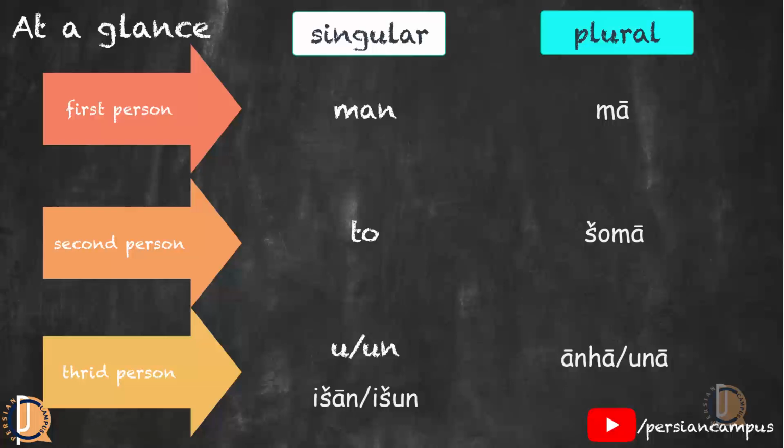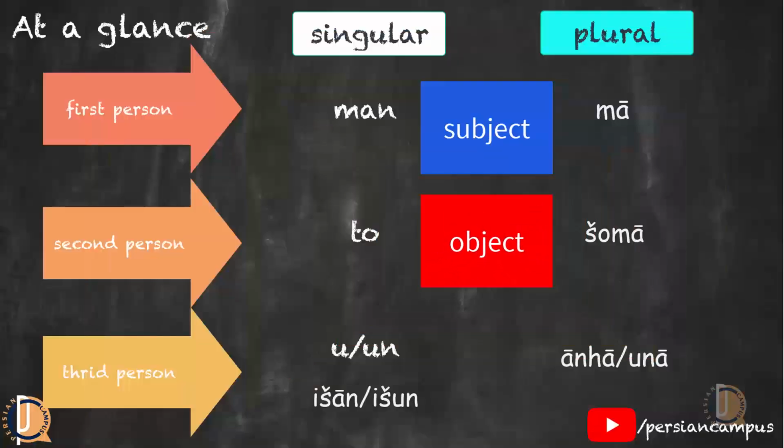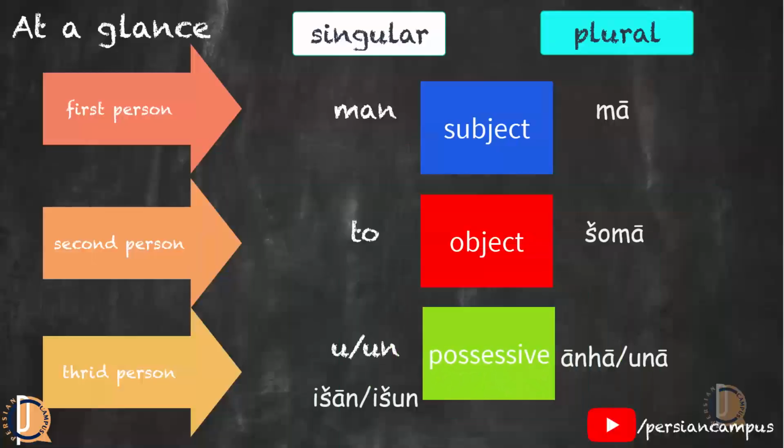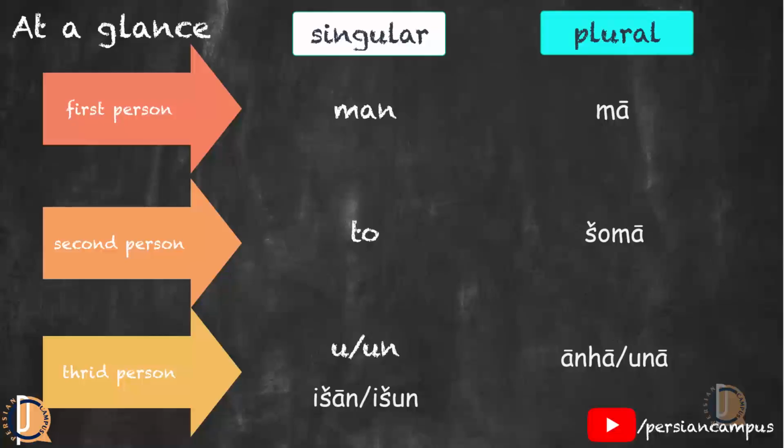A good news about Persian is that there is no case in this language. So once you learn the subject pronouns, you can use them for object and also as possessive pronouns. Hope you enjoyed learning them. Just try to form simple sentences like we did to practice them.